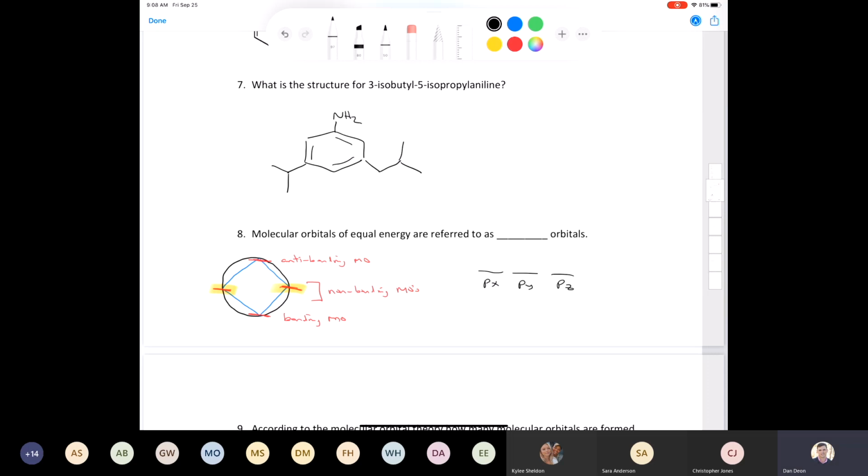Anyone? No? Okay, they're called degenerate. Degenerate orbitals. When you have orbitals that are the same energy level, those are called degenerate orbitals, whether they're atomic orbitals or molecular orbitals. Okay, let's move on from there.